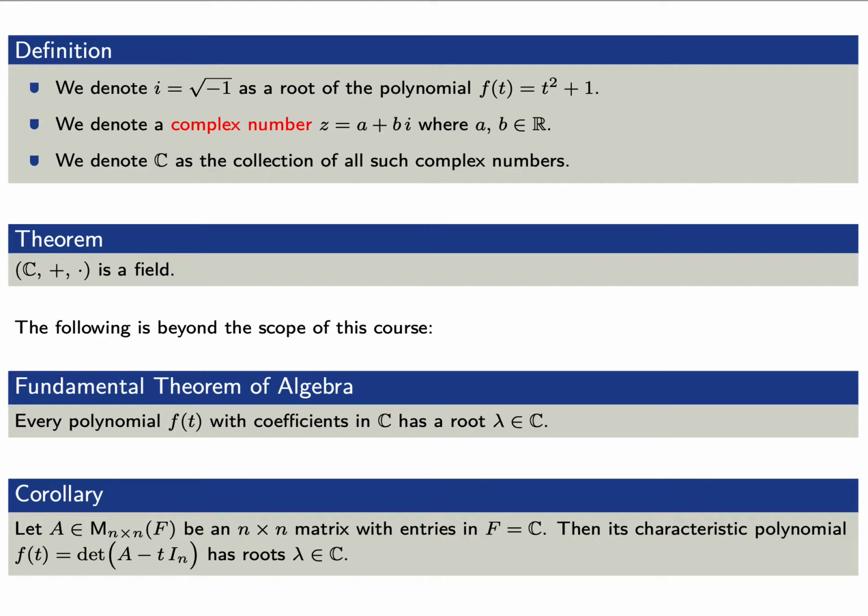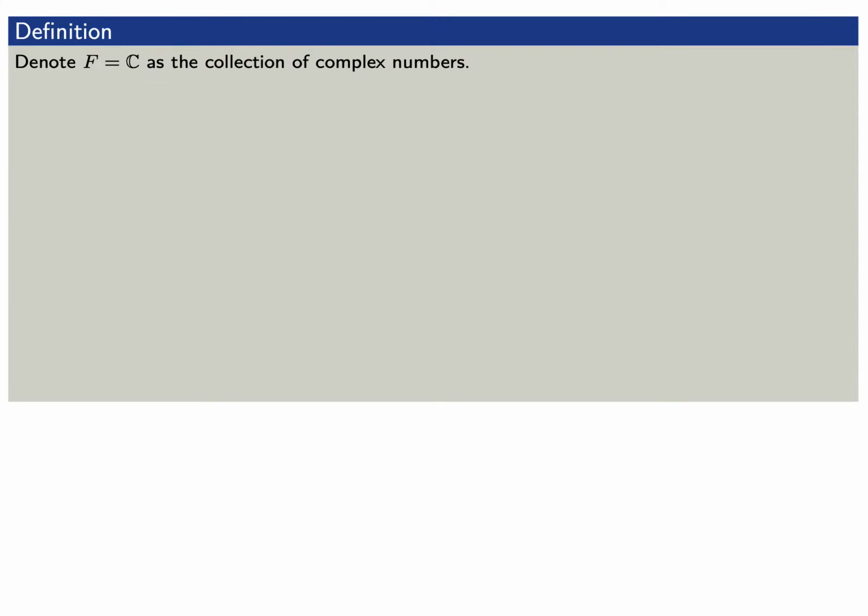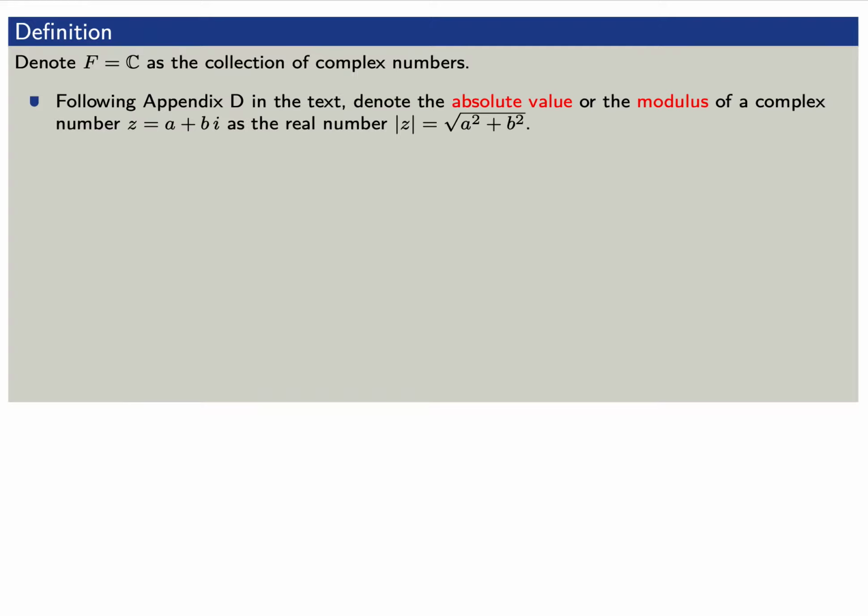To this end, let's say that A is any n by n matrix with coefficients in C. Then its characteristic polynomial always has roots in the complex numbers C. We'll give another set of definitions here. Following the appendix, the absolute value or modulus of a complex number a plus bi is the real number square root of a squared plus b squared.